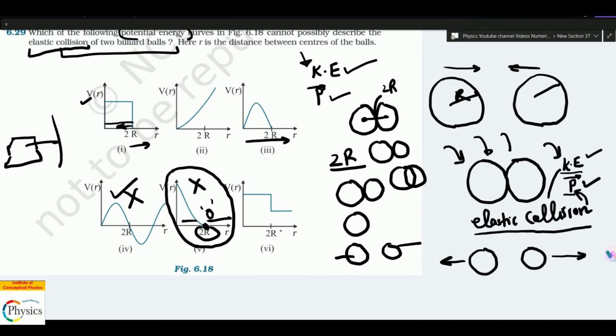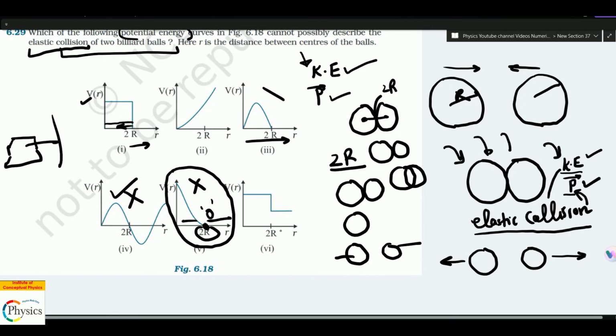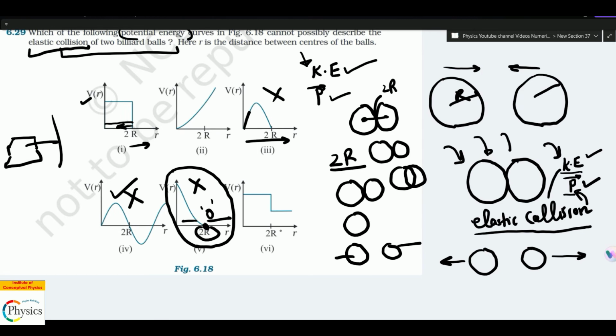This is a sine graph. How does a sine graph come into a scenario of gravitational potential energy, right? Here the energy is first going up as the distance is increasing. If the distance is increasing, the energy has to go down. So this graph is wrong.